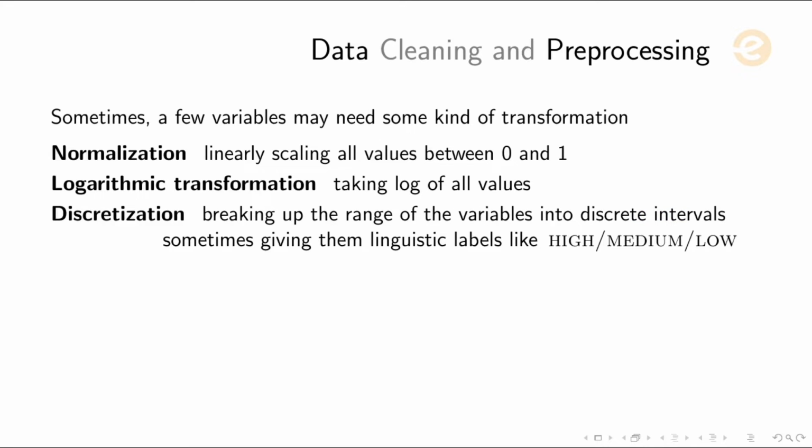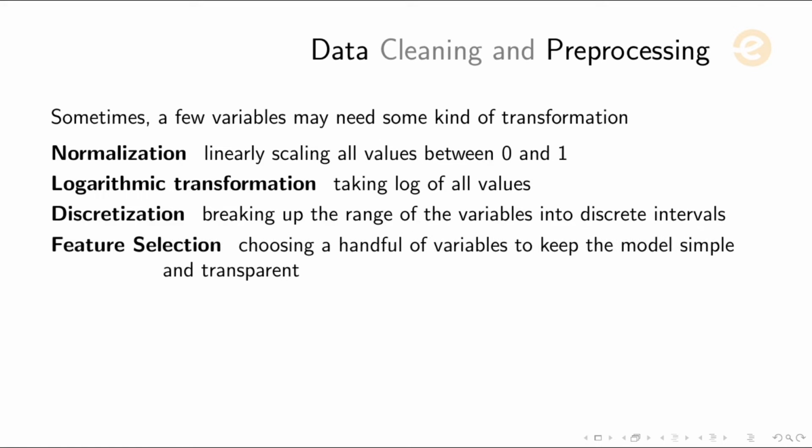Another aspect of data cleaning is discretization. Discretization is nothing but breaking up the range of variables into a few discrete intervals, and sometimes we name them high, medium, low, or very high, very low, or something of that kind, so that we don't have too many values in between but just a few discrete values. Lastly, we can go for feature selection, where we don't use all the features given to us in the data set, but we just choose a handful of variables which we think are most important to our modeling.